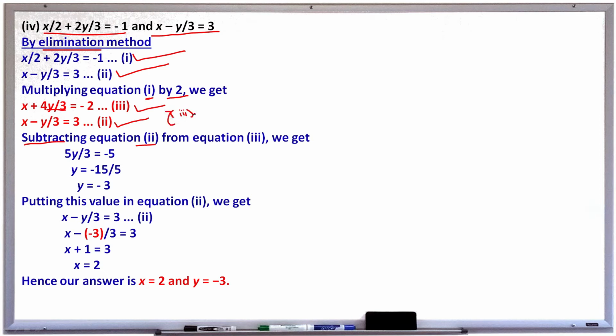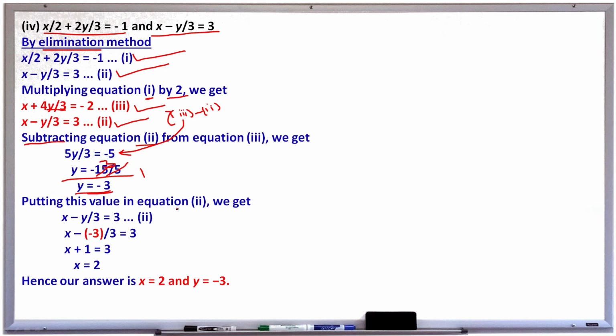3 minus 2. You will get 5y by 3. So y, I want the value, so y is equal to, you can bring this 5 by 3 to the right hand side, it will become minus 15 by 5. After simplifying, 1 5 is 5, here 3 5s are 15, so the value is minus 3. y is equal to minus 3.